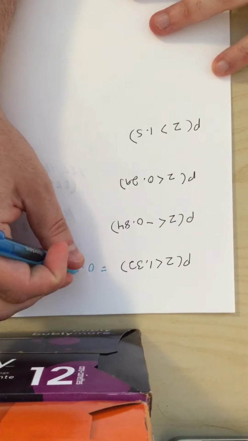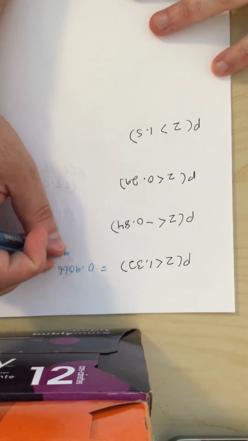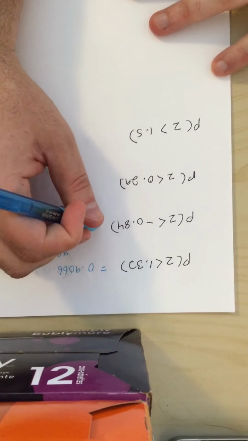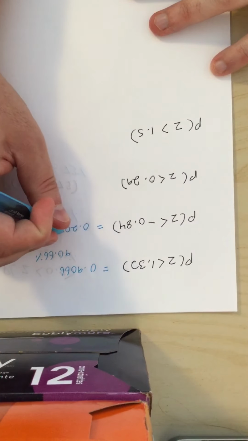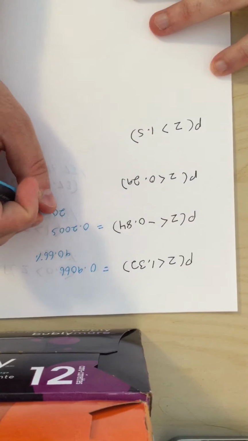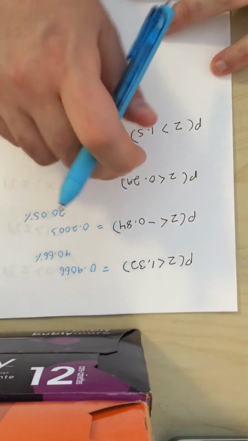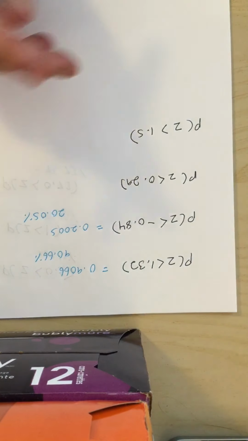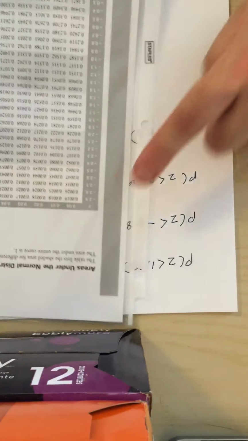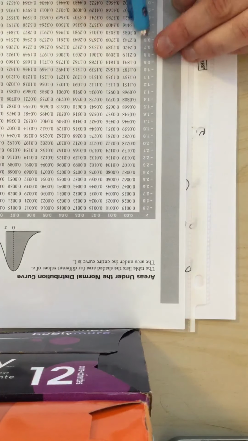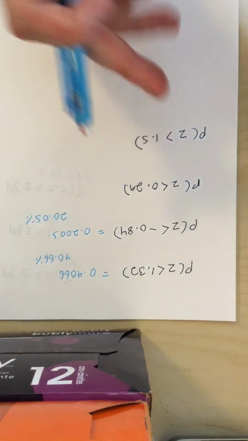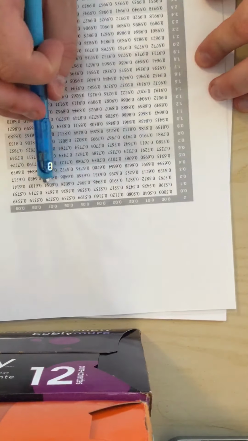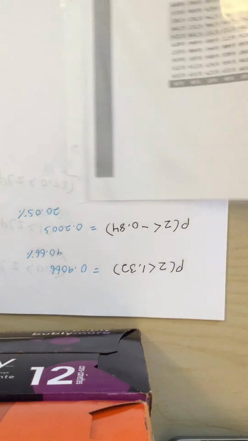So this first one is going to be 0.9066 or 90.66%. I'm cheating here, by the way. I looked these up in advance. And then the next one is going to be 0.2005, which is 20.05%. And I should probably show how I'm doing this, right? So for the negative 0.84, I have to make sure I'm on the negative side. So negative 0.8, 0.04, that's 0.2005. For 0.29, 0.2 over to the 9 is 61.41.